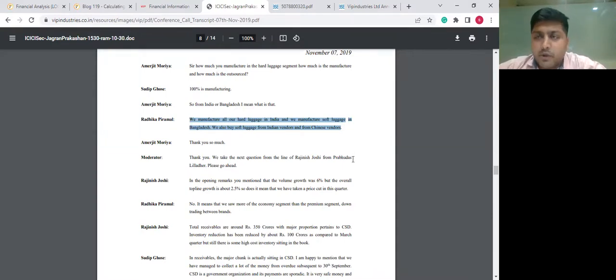So I'm sure you must have figured it out by now that when they say that we manufacture all of our hard luggage in India, when they say India, they are referring to VIP Industries standalone financial statements, right?